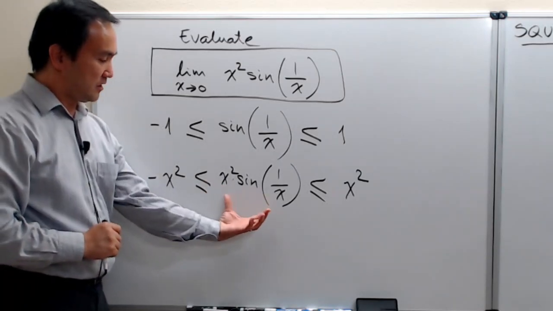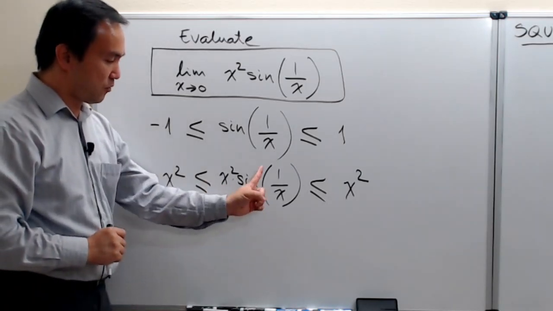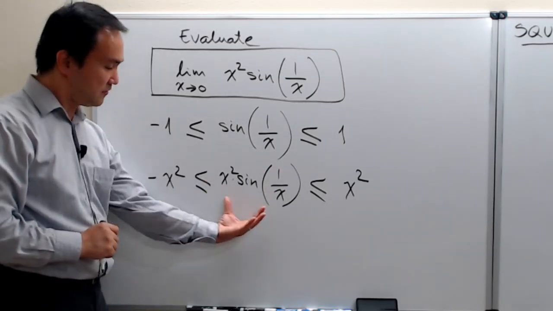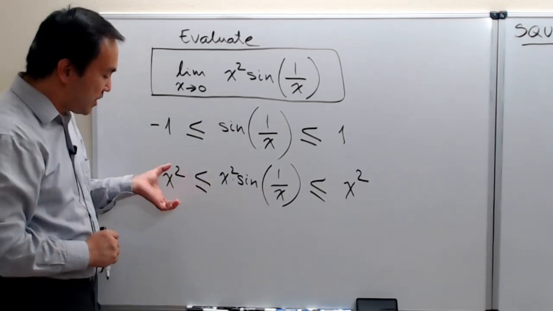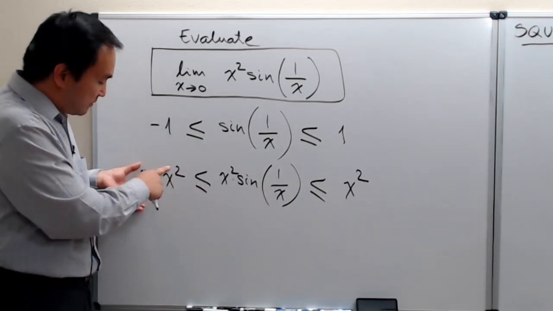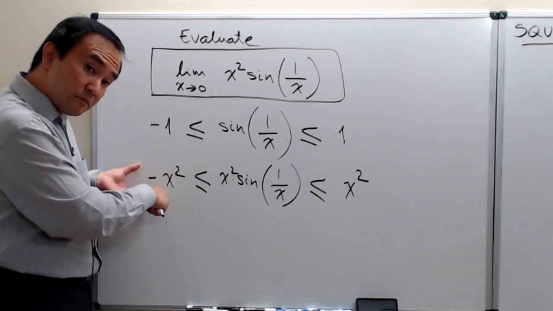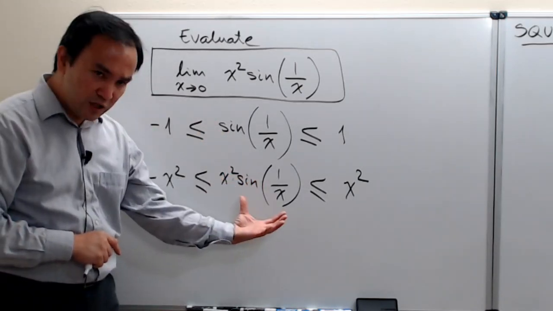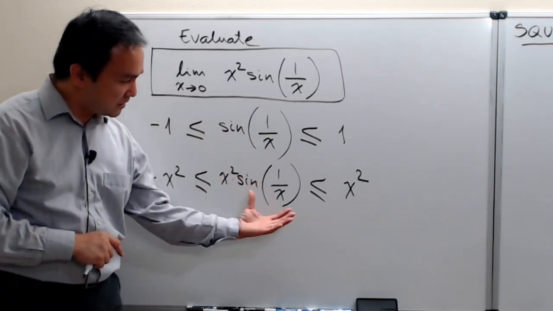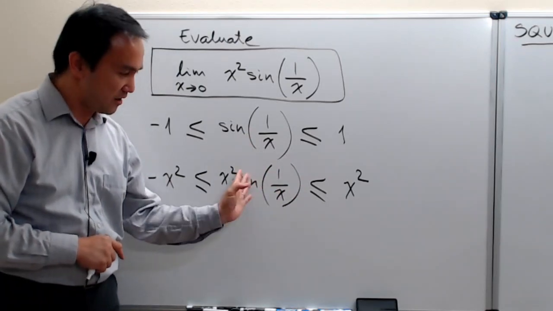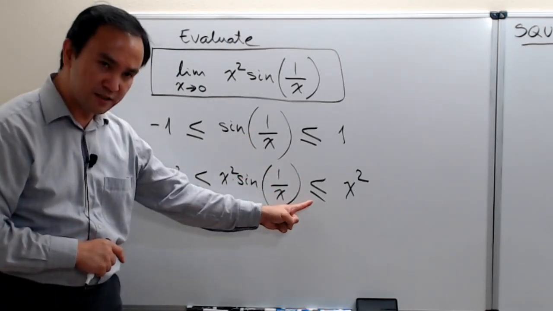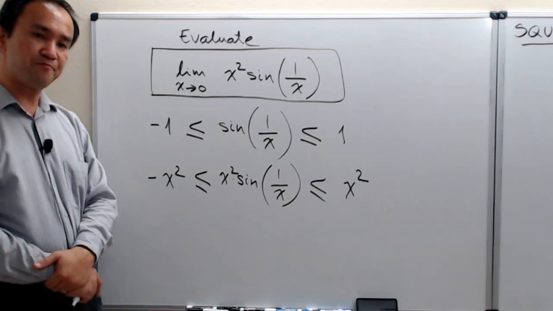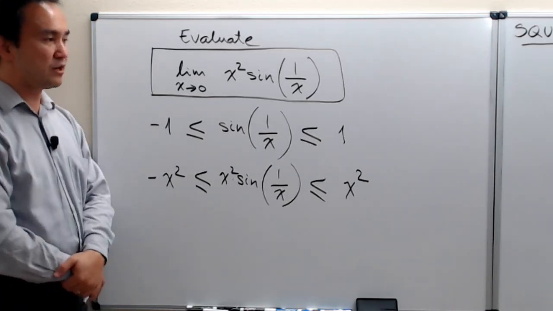So this function, x squared times sine of 1 over x, is proven just now by inequality to be greater than or equal to a function, this function minus x squared. And in the meanwhile, this function is proven to be, regardless of whatever x value it is, always less than or equal to x squared. So that's one thing to notice.